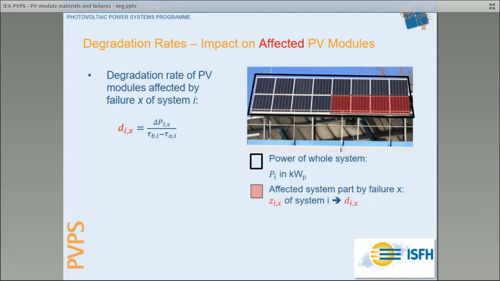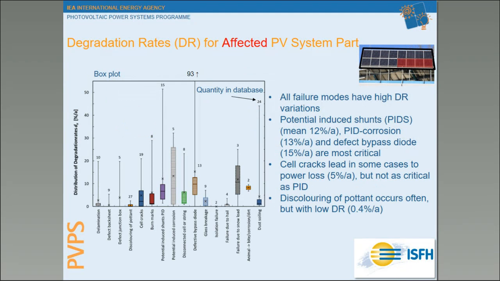We have an overall power of the whole system of P_i, that is the nominal power in kilowatt peak. And then we have the affected system part of the failure with index X, and it is the power loss which occurs and which was measured, divided by the time difference between the date of the inspection and the date when the first data collection started. So that is the degradation rate, and with this calculation I can share these results with you.